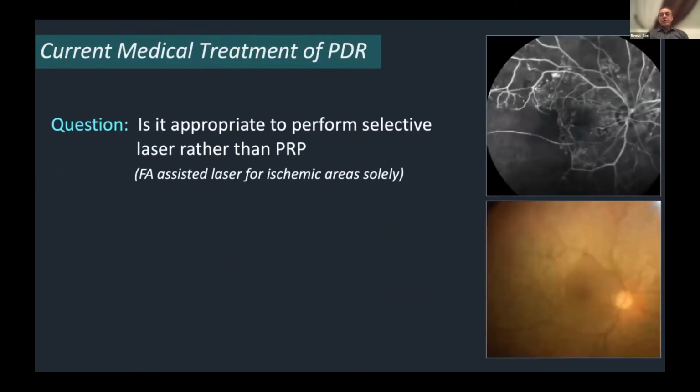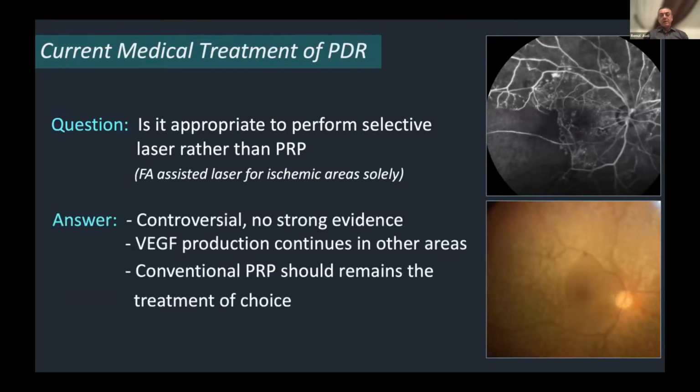Is it appropriate to perform selective laser rather than PRP, such as angiography-assisted laser for the ischemic area only? This is controversial, but there is no strong evidence. VEGF production continues in other areas, and therefore conventional PRP should remain the treatment of choice in these patients.